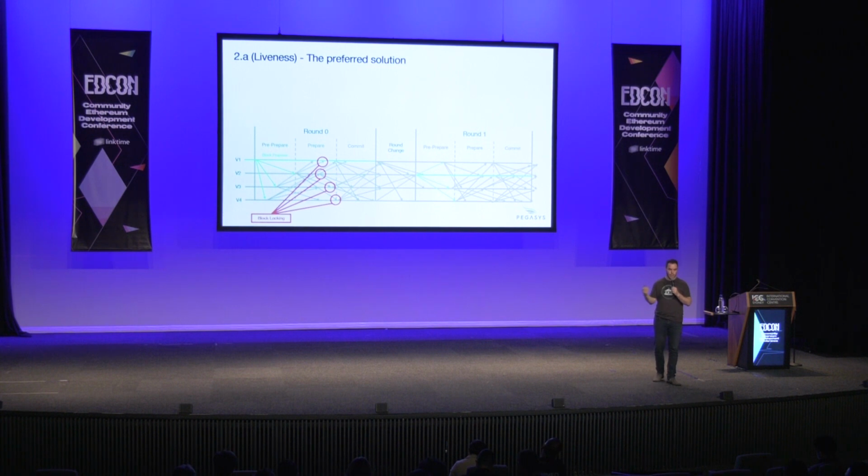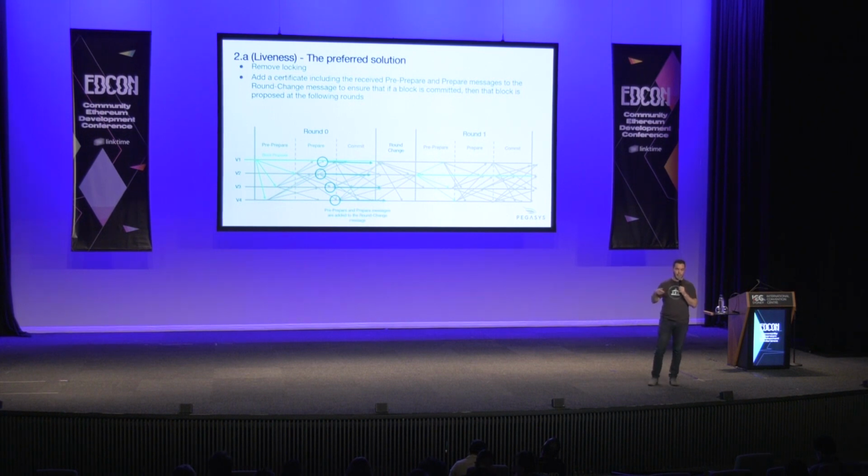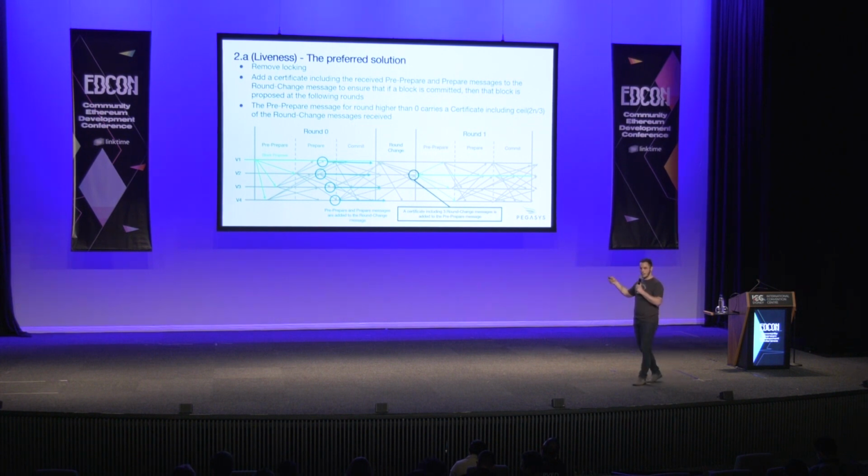So I just want to outline the preferred solution. We remove the block locking and we add the pre-prepare and prepare messages to the round change message. And we also add the round change message to the pre-prepare message of rounds higher than 1. And basically, in this way, we can achieve both termination and persistence.